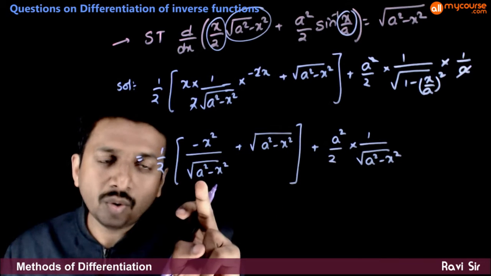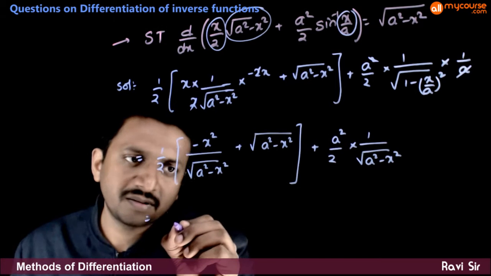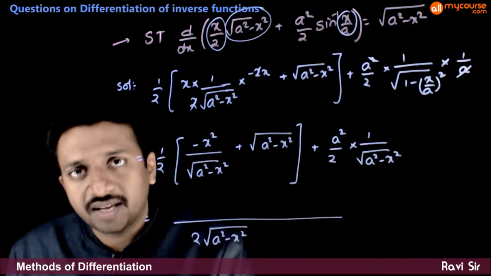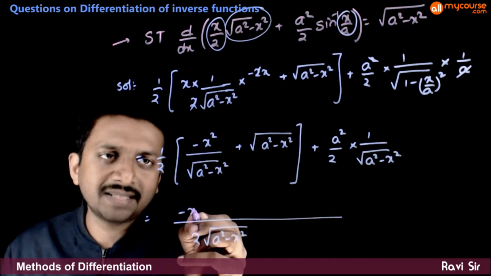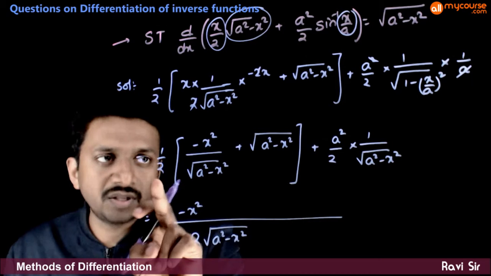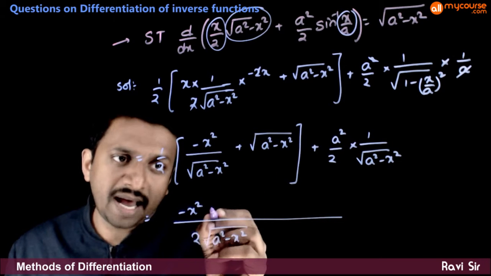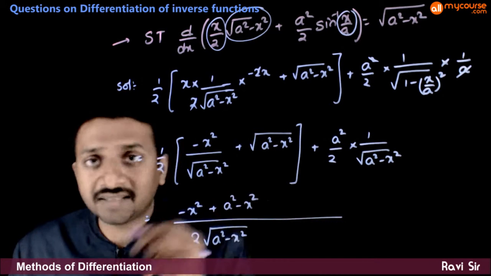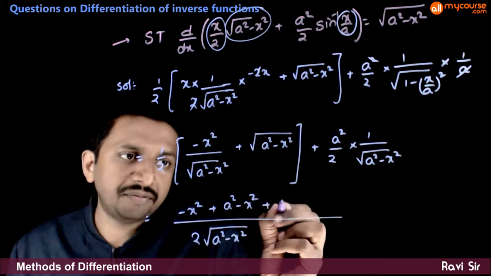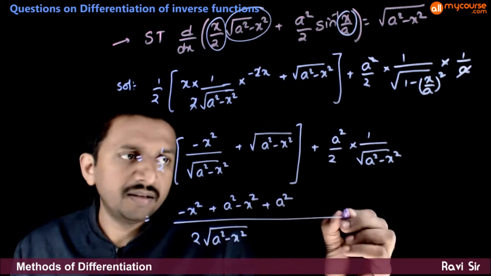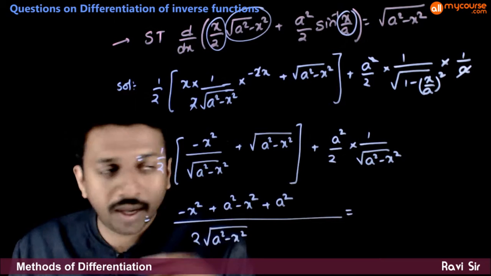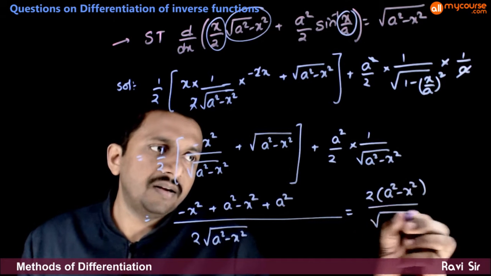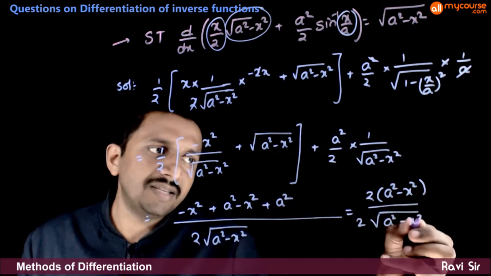So now let us take 2 root of (a² − x²) as the LCM. What happens if you take 2 root of (a² − x²) as the LCM? So you have a² − x² here, and this 2 is there for this also. So you have root of (a² − x²) into root of (a² − x²), which is a² − x², and plus a². That is equal to 2a² − 2x². This is 2 times (a² − x²) by 2 times root of (a² − x²).